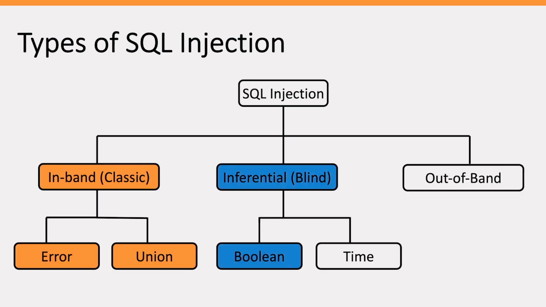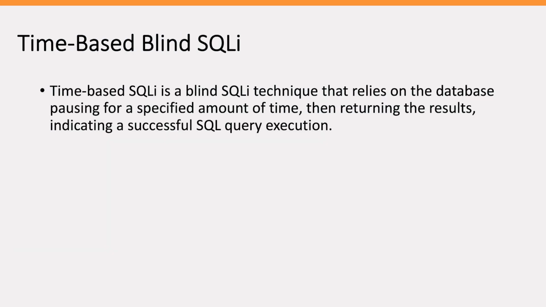Next, let's talk about time-based blind SQL injection. Time-based SQL injection is a blind SQL injection technique that relies on the database pausing for a specified amount of time, then returning the results indicating a successful SQL query execution. So just like we did for Boolean-based SQL injection, what we do for time-based SQL injection is we inject a payload in the parameter that is vulnerable. And what that payload does is it pauses the response of the application for a certain period of time.